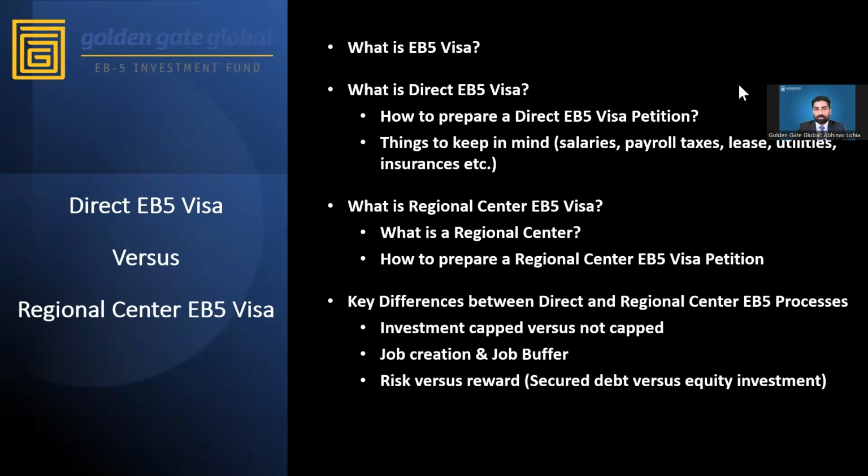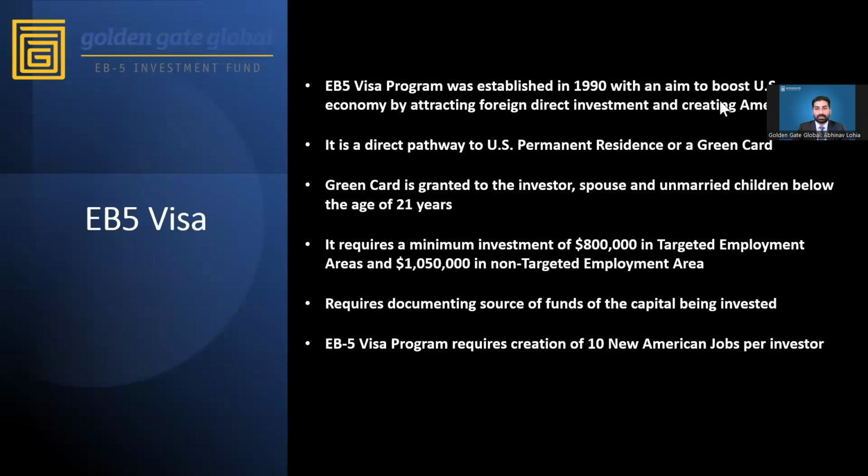So moving ahead, let's talk about EB-5 visa. The EB-5 visa program was established in 1990 by the US Congress, for the sole aim of attracting foreign direct investment and creating American jobs. It became popular over the years because it's a direct pathway to US permanent residence, and eventually you can apply for US citizenship. The green card is for your whole family, which is the investor, the spouse, and children below the age of 21. It requires a minimum investment of $800,000 in targeted employment areas and $1.05 million in non-TEAs.